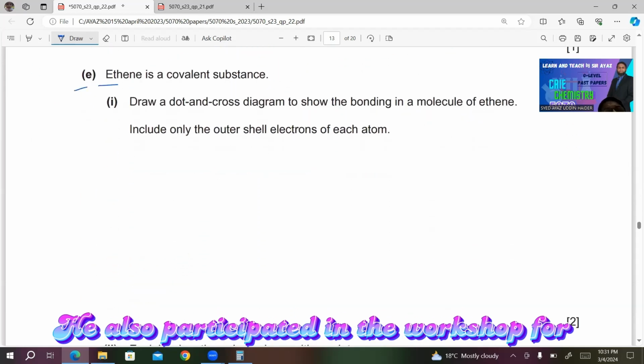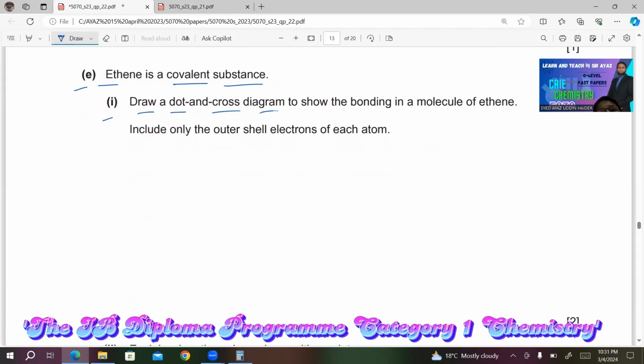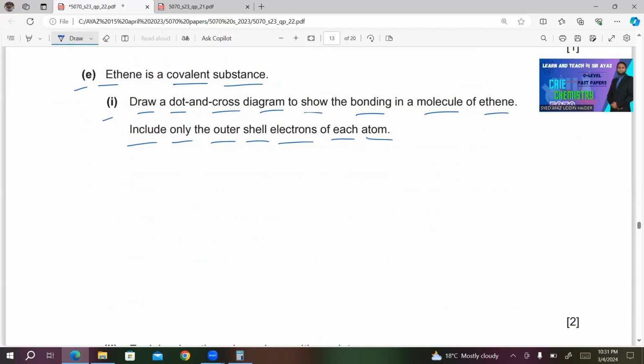Part E. Ethene is a covalent substance. Number 1, draw a dot and cross diagram to show the bonding in a molecule of ethene. Include only the outer shell electrons of each atom. So what I will do, first of all, I am going to write the molecular formula of ethene.